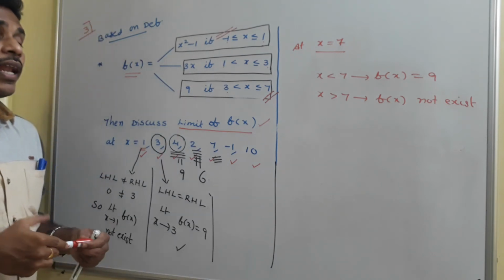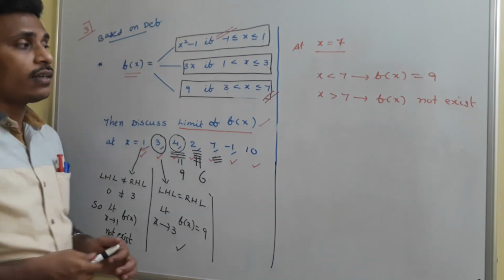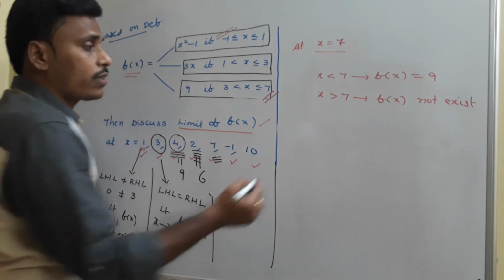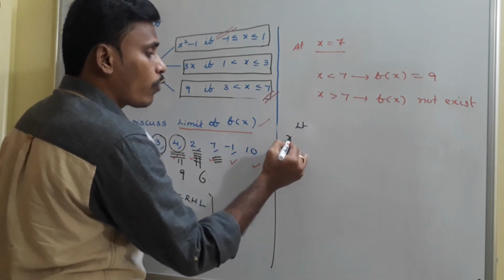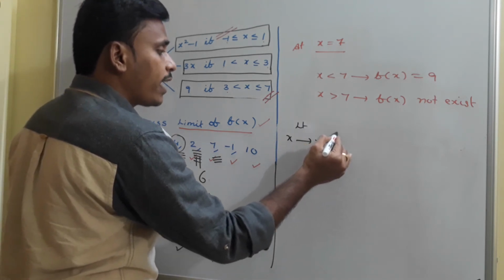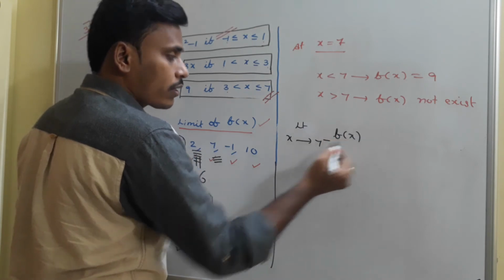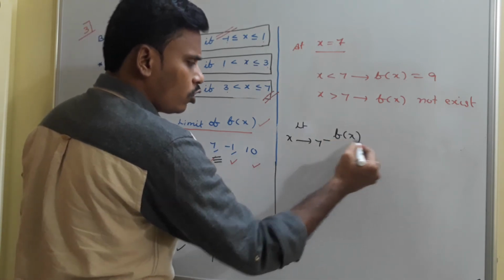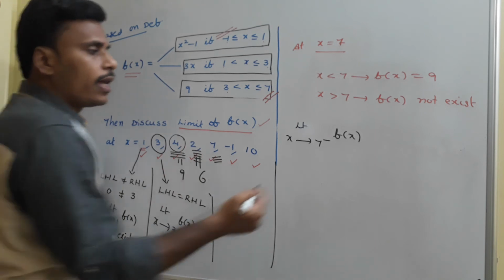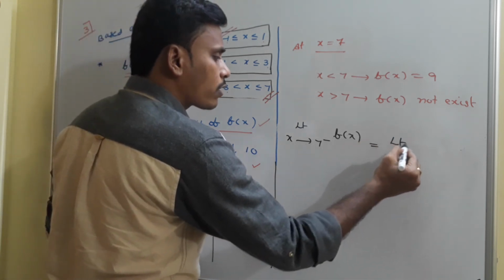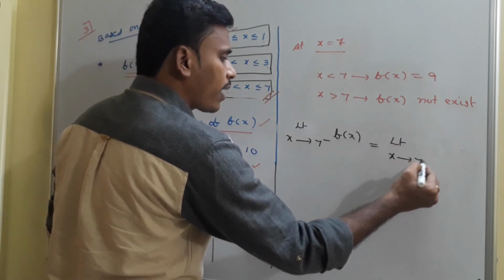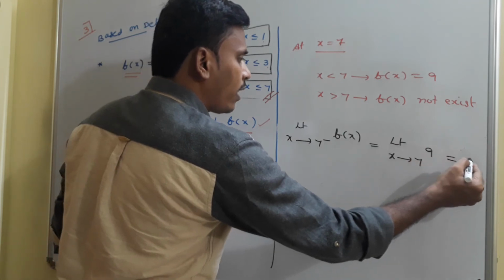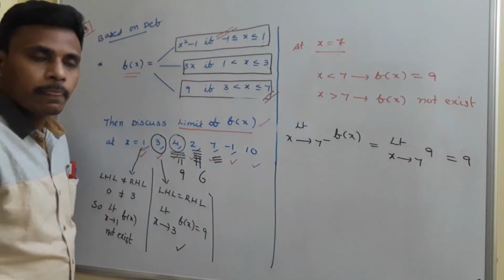So left of 7, f of x is 9, and right of 7, the function does not exist. If anybody asks you to find the left limit, limit x tends to 7 minus f of x, the left hand limit, I can replace it with limit x tends to 7 of 9, and that equals 9.